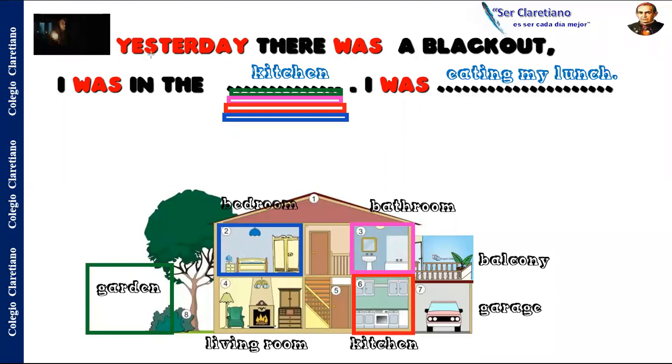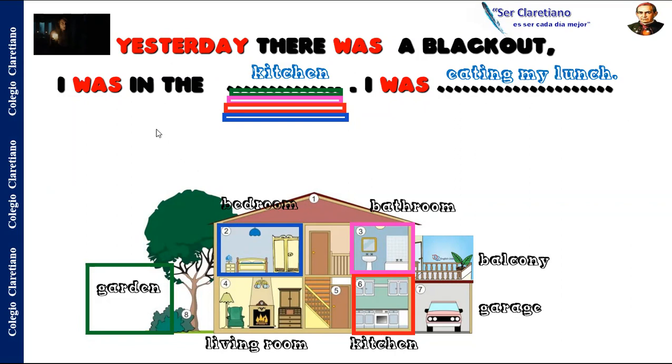Let's see. Matias Beltran, can you tell me one example similar to this? I was in the garden. Good, continue, please. I was in the garden. What were you doing, Matias? I was walking. Very good. Dasha, please, tell me another example. I was in the living room. I was watching TV. Excellent.